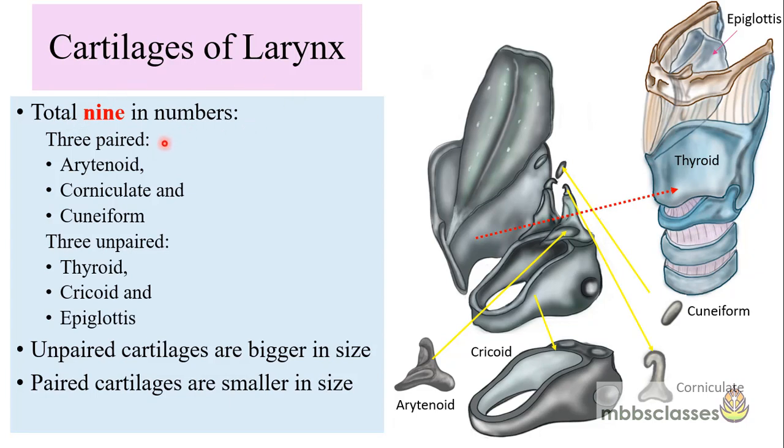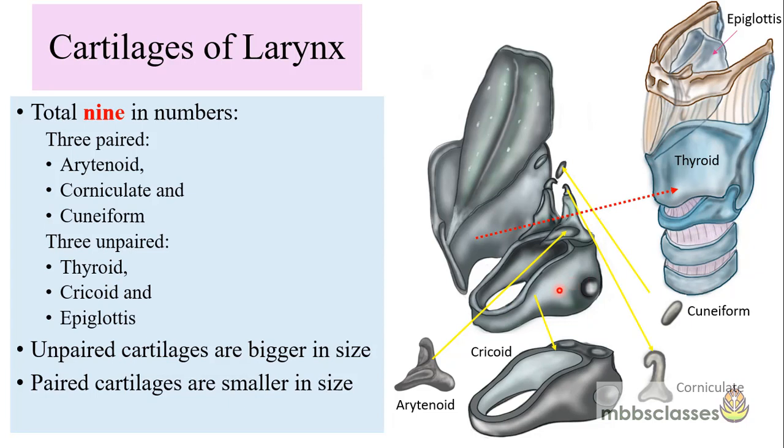So altogether the larynx has 9 cartilages. They are classified into two groups, a paired group and an unpaired group. In the paired group we have the arytenoid, corniculate and cuneiform. Here this one is arytenoid, this is corniculate, and this is cuneiform cartilage. These three are paired cartilages, so altogether they are 6 in number. And the larynx has three unpaired cartilages.